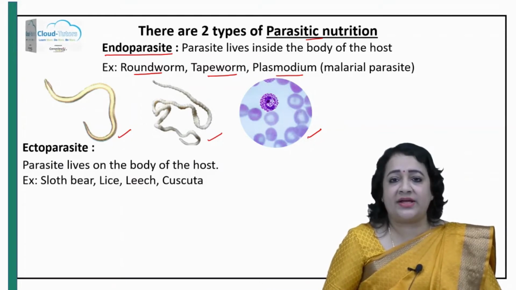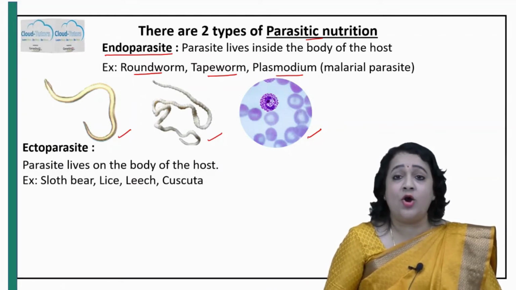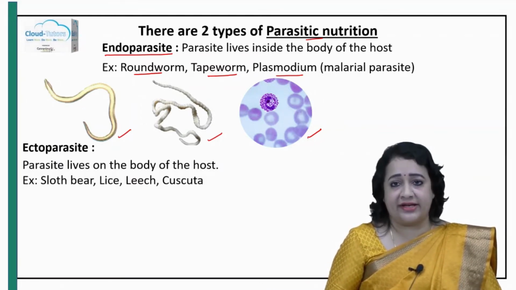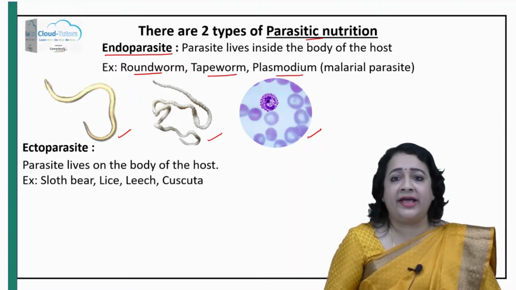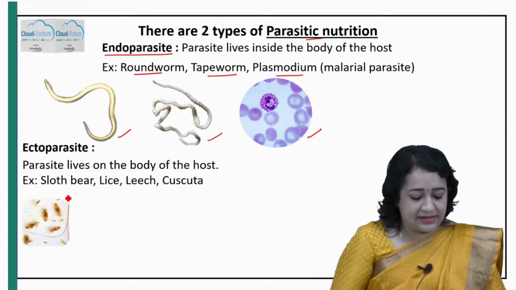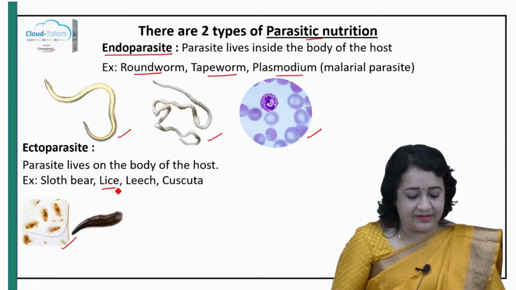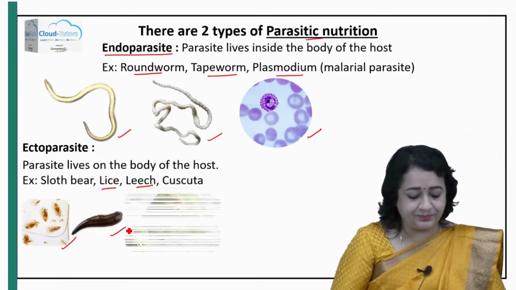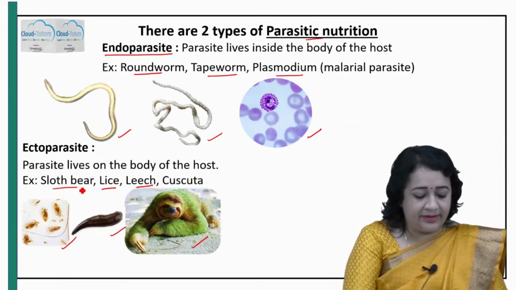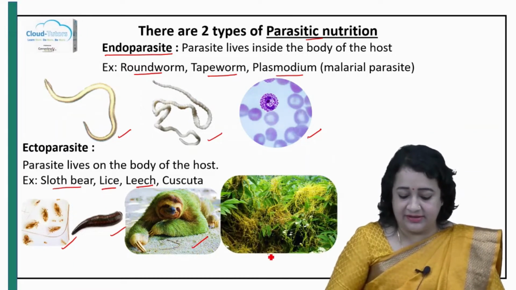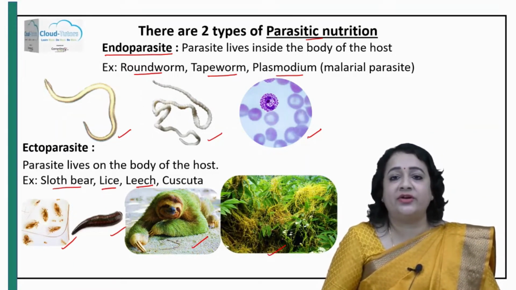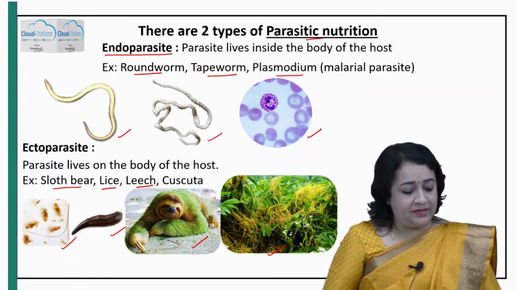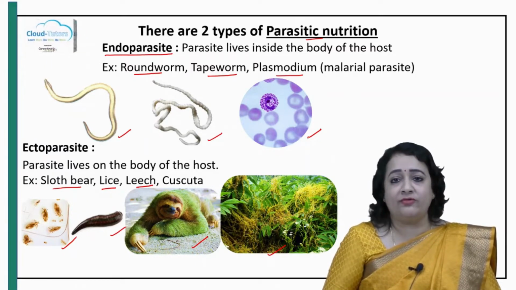Next we have ectoparasite. When we say ectoparasite, these parasites live on the body of the host organism. It may be skin or hair. So examples are lice, leech, sloth bear and cuscuta. These are the examples for ectoparasites. So they have parasitic mode of nutrition.